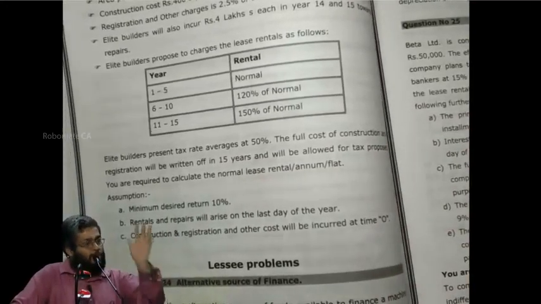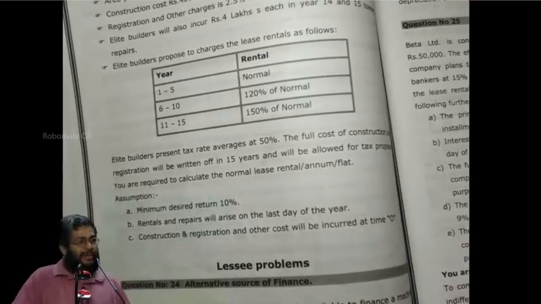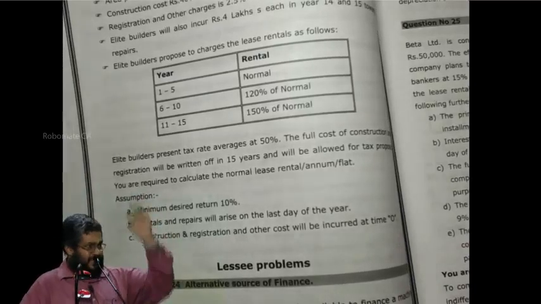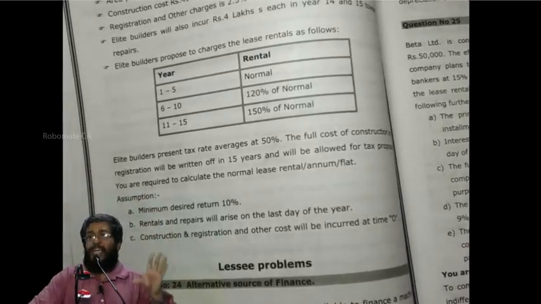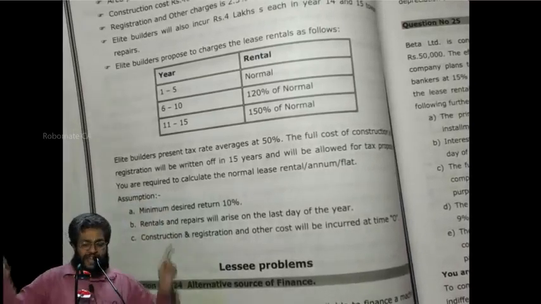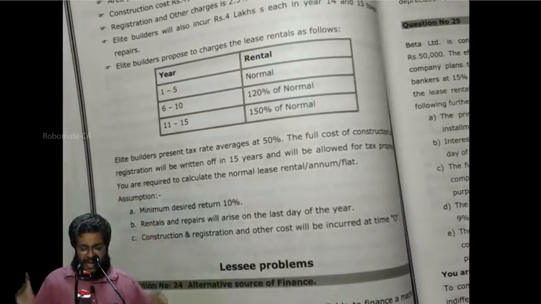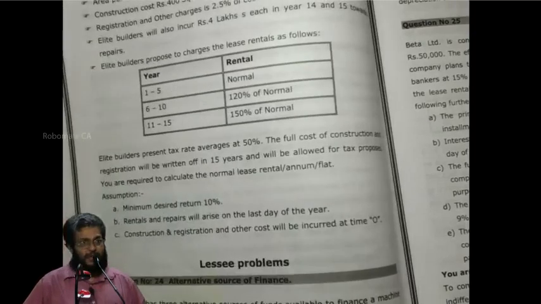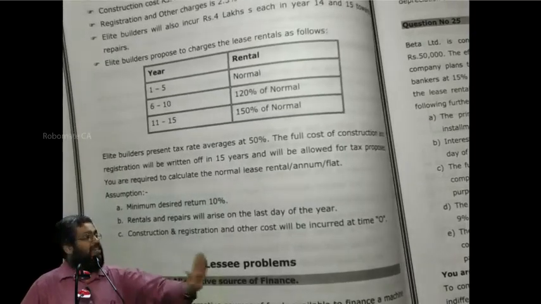Number one, don't worry about that 90,000. Take the machine on lease. If it goes for the lease option, every year it has to pay to the lessor. How much lease rental? 36,000. How many years? Yeah, 3 years. This is option number one.